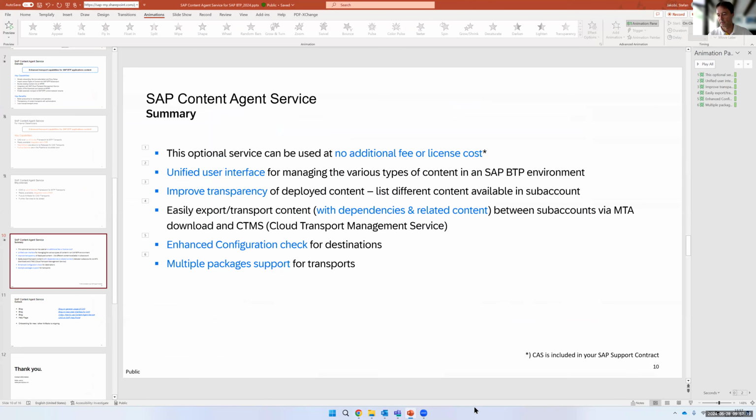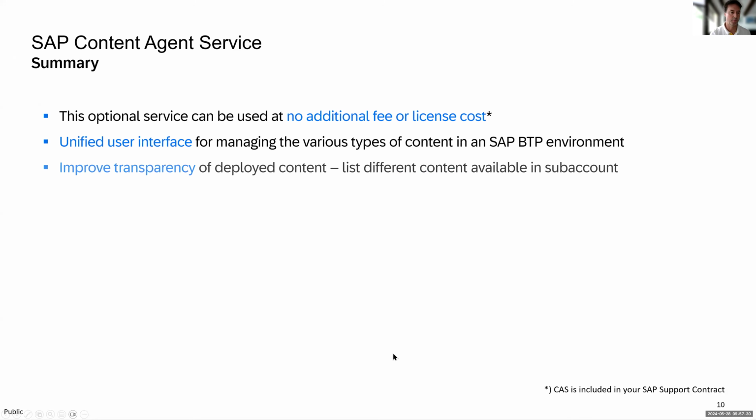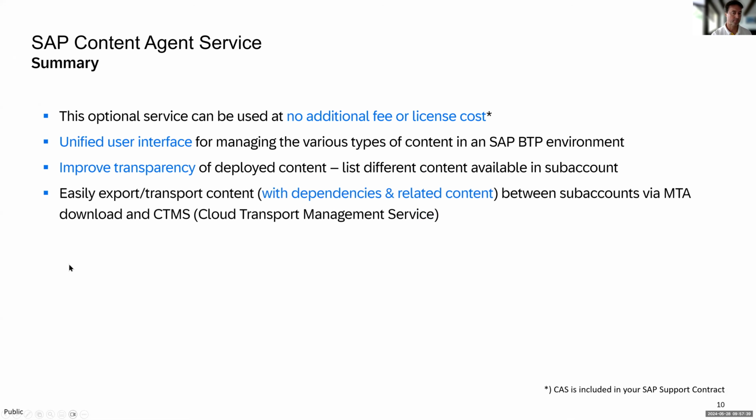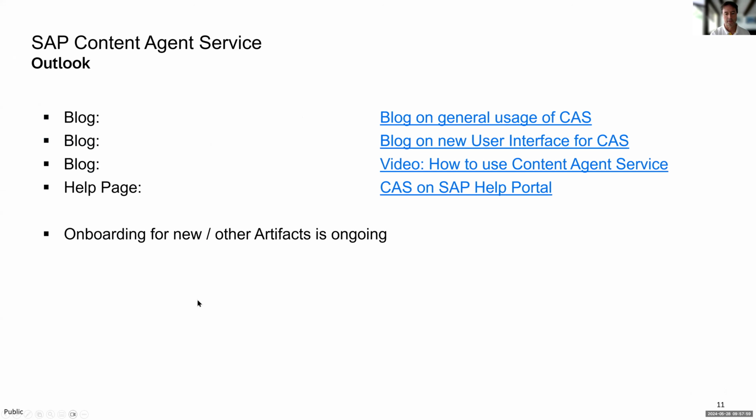And just to summarize, the optional service can be used at no additional fee or license cost. It's part of your SAP support contract. It has a unified user interface. It gives better transparency on the deployed content. You can easily export and transport content with dependencies and related content. You have configuration checks for the destinations, and you can transport multiple packages in one go.